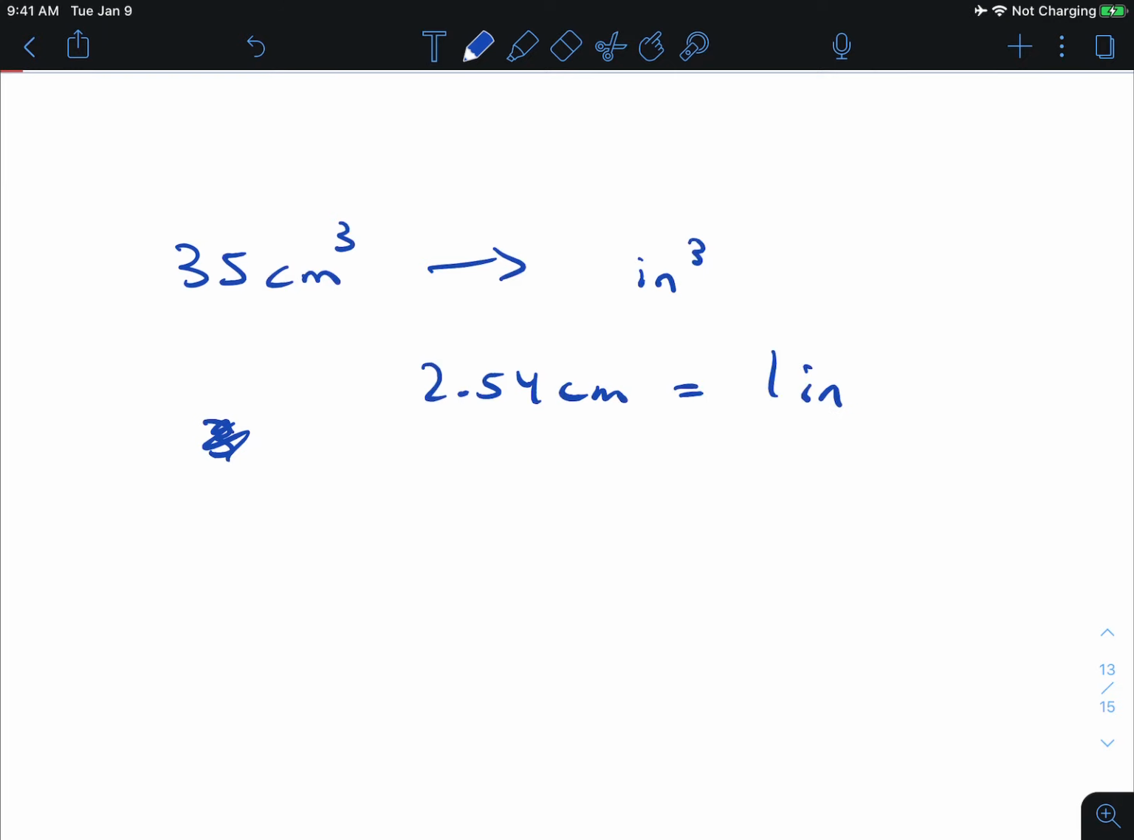And there's one last thing I did at the end of class I want to show you. When you're converting something like this, and I forget what number, say I have 35 centimeters, I want to convert that to inches. And the conversion is cubic centimeters to cubic inches. And the conversion is 2.54 centimeters equals 1 inch. A lot of people want to do this. 35 cubic centimeters times 2.54.